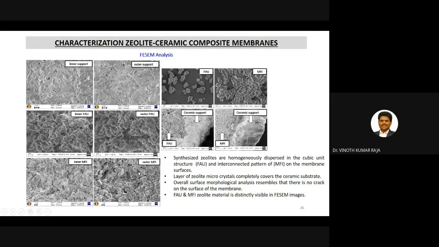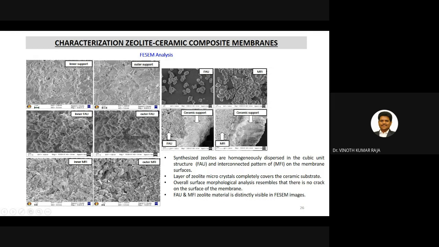If you look at the observations, the synthesized zeolites are homogeneously dispersed in the cubic unit structure of FAU in this case, and the interconnected pattern of MFI on the membrane surface. You can see here, this is the inner and outer surface on both sides, and a layer of zeolite microcrystals completely covers the ceramic substrate. So this is the ceramic substrate. You can see here in the inner and outer surface of the ceramic substrate, the outer coating completely covers it.